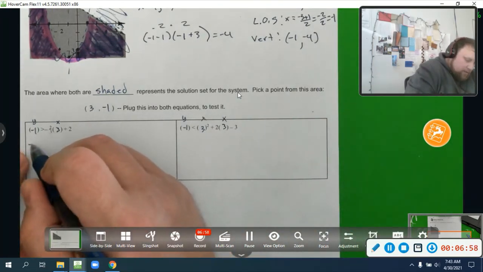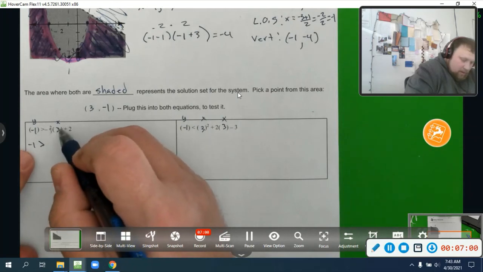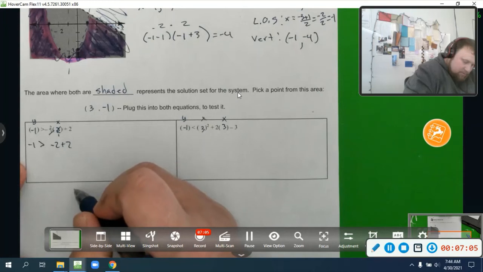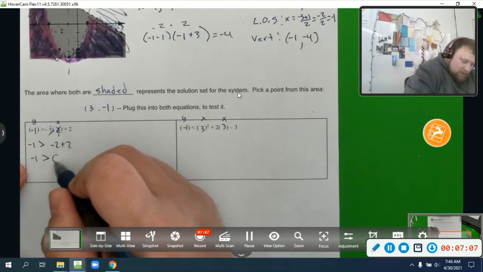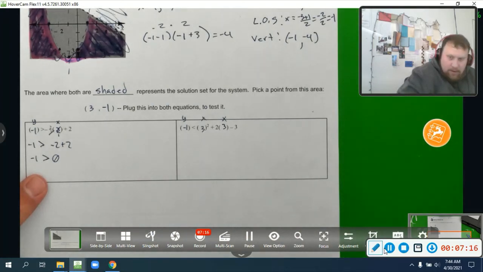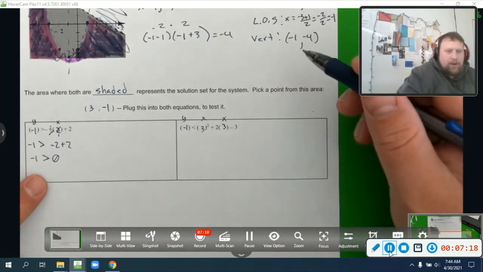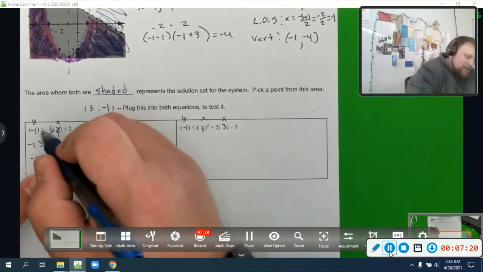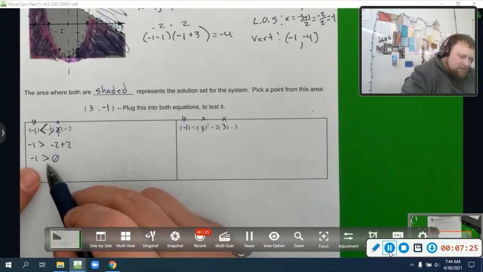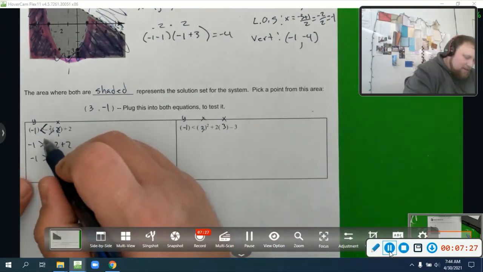Let's figure out over here. So we're going to have -1 is greater than, well, these 3's cancel out, and I'm just left with -2 plus 2, which means -1 is greater than 0. Is that true? Okay, I just figured out a typo. Are you guys ready for this? This should have been less than. What? I was like, something's wrong here. That is wrong. It's less than.